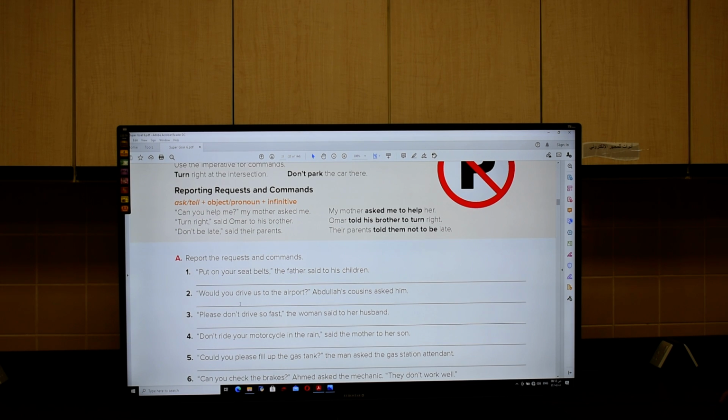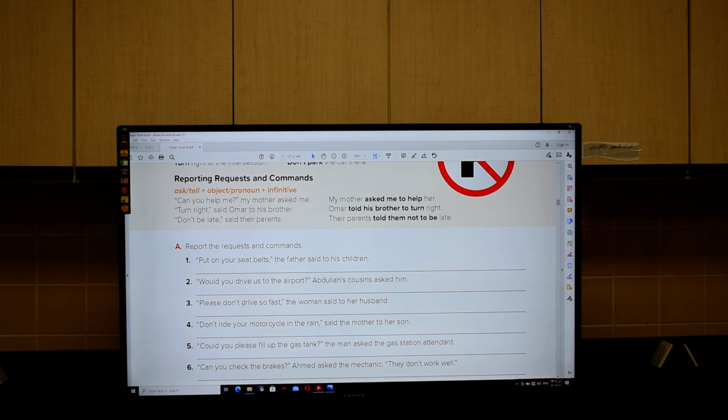Now we will also have the negative, the last one. Don't be late, said the parents. So the parents told their children not to be late. So if it's negative, you use not to. Now we need to report those requests and commands here. Number one, put on your seat belts, the father said to his children. Now think about said to. It should be changed into told. So the father told his children to put on their seat belts.